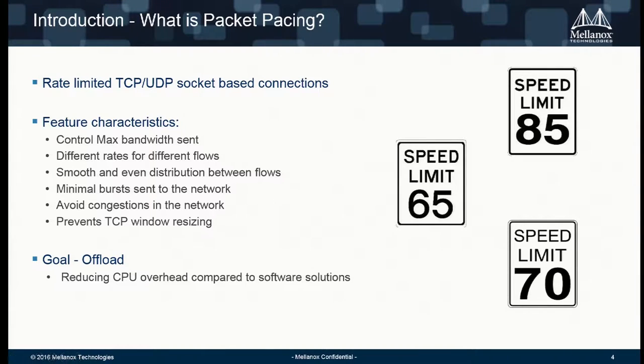Short introduction. We're talking about rate limiting TCP, UDP, socket-based connections. Our implementation is mainly regarding TCP, but it's general enough to be UDP and even anything else. The characteristics is that we want to control the maximum bandwidth. We want to be able to set different rates to different flows. We want smooth and even distribution. The whole idea is that we can have minimal bursts sent to the network and thus avoid congestion in the network and thus prevent the TCP window resizing.